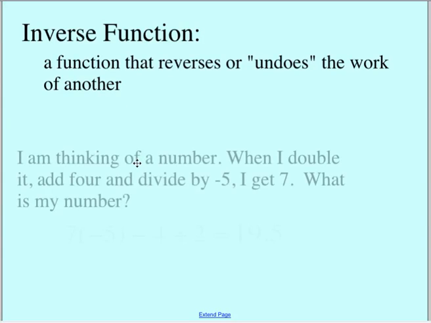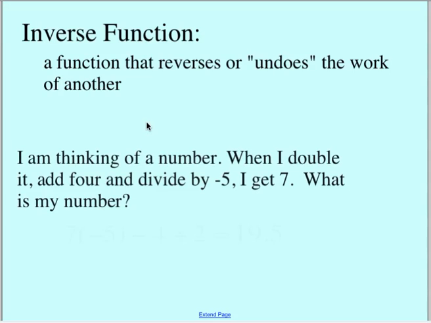Let's just say I'm thinking of a number. When I double it, add 4, and divide by -5, I get 7. What is my number? Well, in order to figure this out, you actually have to apply an inverse. So you're going to start with 7, and instead of dividing by -5, you're going to multiply by -5. So you're going to work backwards in the sentence.